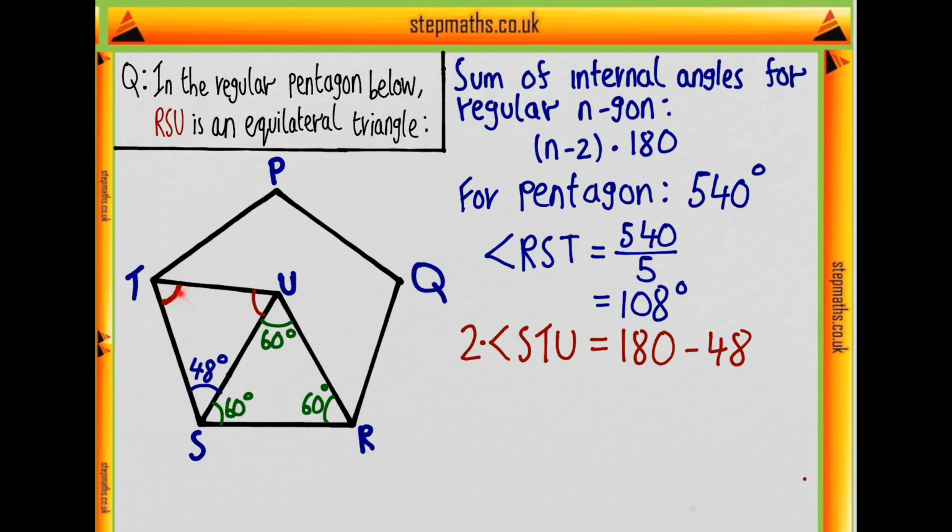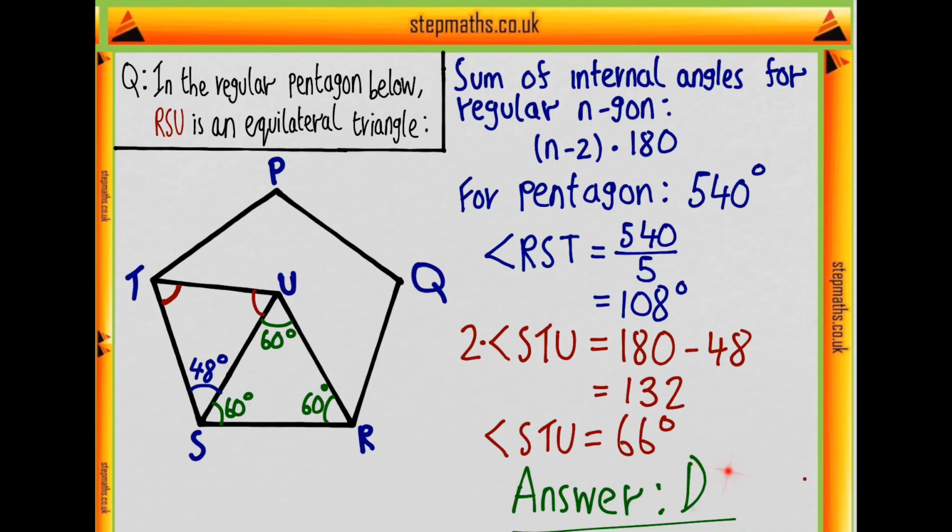So now we're nearly done, because we know 2 times this angle, i.e. this angle plus this angle, is going to be equal to 180 minus the 48 degrees here, because the sum of internal angles of a triangle is 180. So this is 132, and divide through by 2, you get the angle STU is 66, which is good, because that's D in our multiple choice options, and so our answer is D.